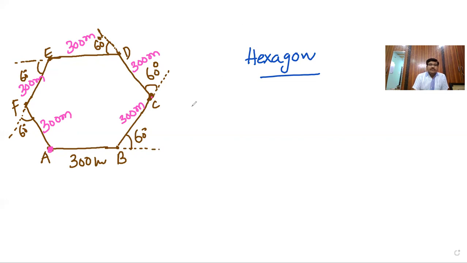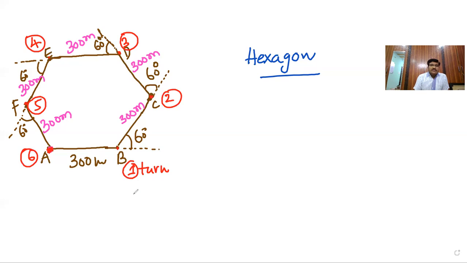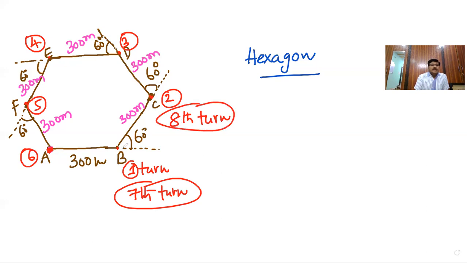Before going into the question, this is the initial point A to B. After reaching 300 meters, every 300 meters, A to B. This is the first turn. Then this is the second turn. Then the third turn. Then the fourth turn. Then the fifth turn. Then the sixth turn. After the sixth, at the first turn again, it is repeating, the seventh turn. Again, at the second point, it is the eighth turn. So the second turn coincides with the eighth turn. The first turn coincides with the seventh. This is the concept. This is the hexagon shape.